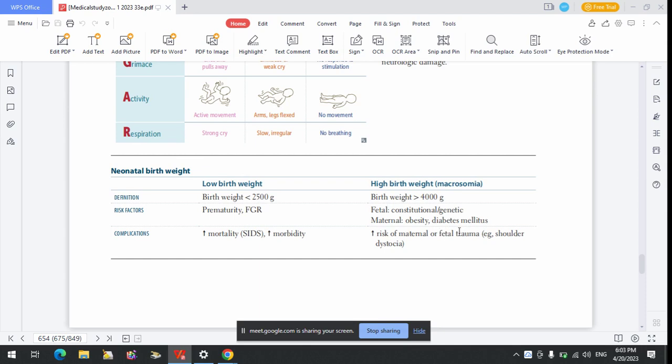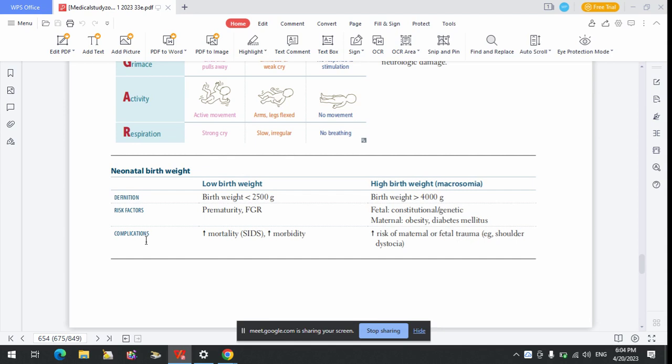You know why? Action of insulin. Insulin is an anabolic hormone that will cause preservation of fat and utilization of glucose. So all the fat is being deposited and makes the baby very big.